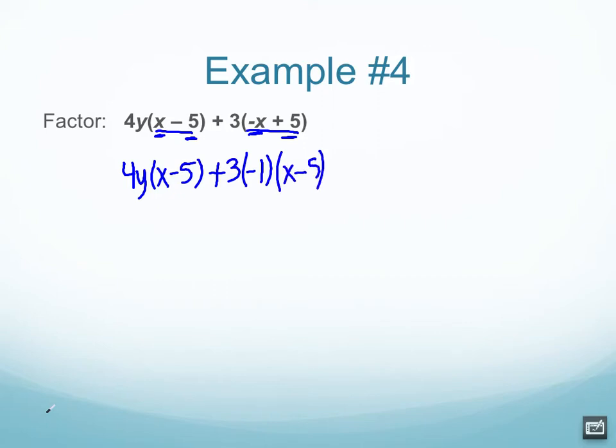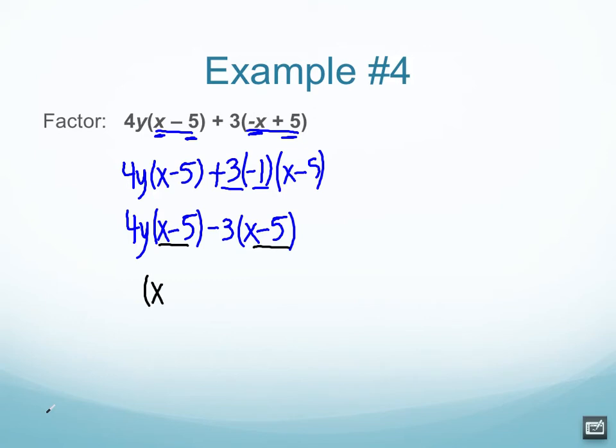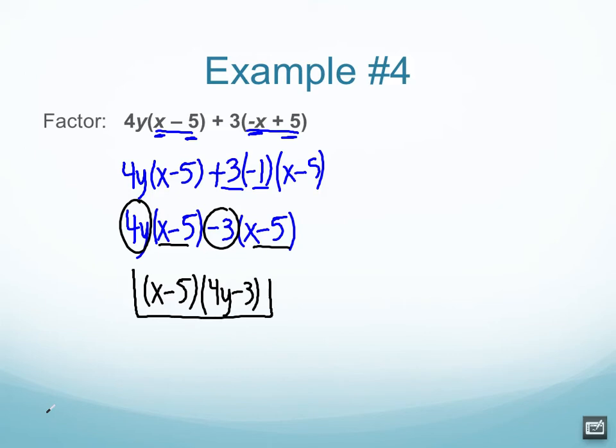I'm going to simplify this a little bit. Keep your first set of parentheses the same. Here, 3 multiplied by negative 1 is negative 3. And then I still have that x subtract 5. At this point, it's looking a little more like what we're used to. Two sets of parentheses match. So I'm going to rewrite those as x subtract 5. And then the second set is what's outside again, so this 4y subtract 3. And this is my final answer.